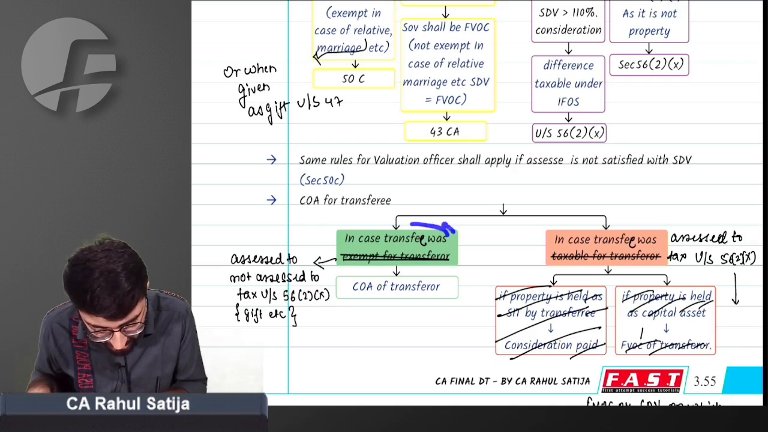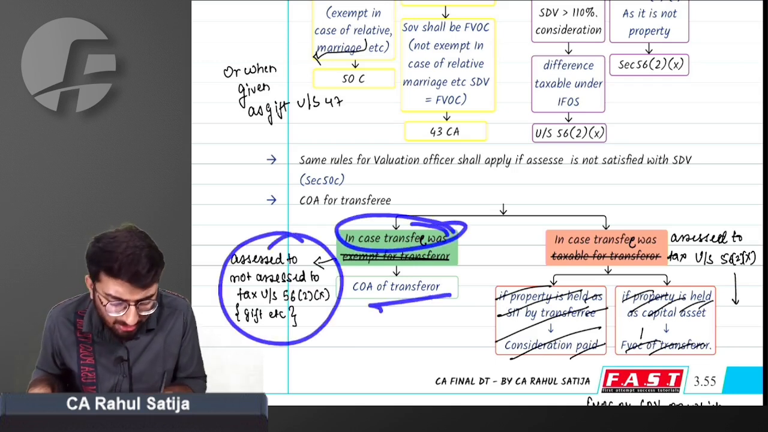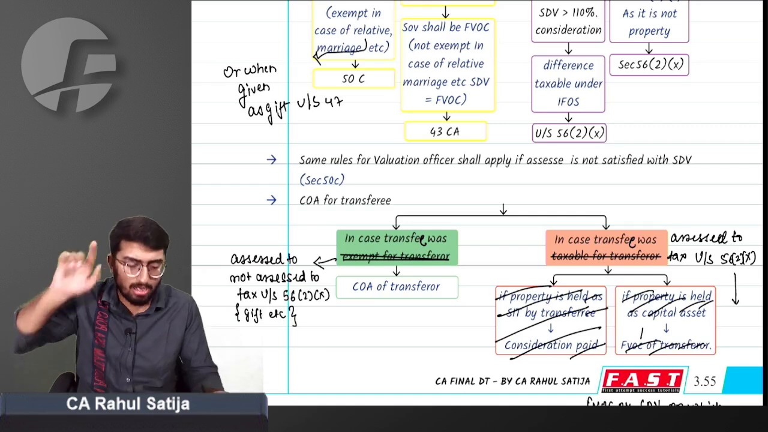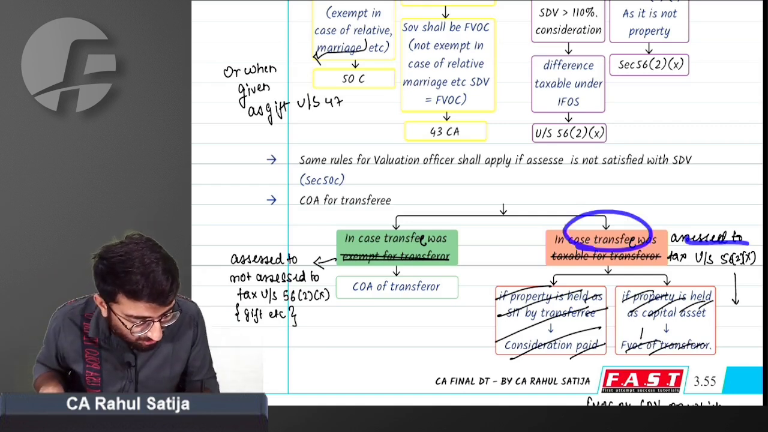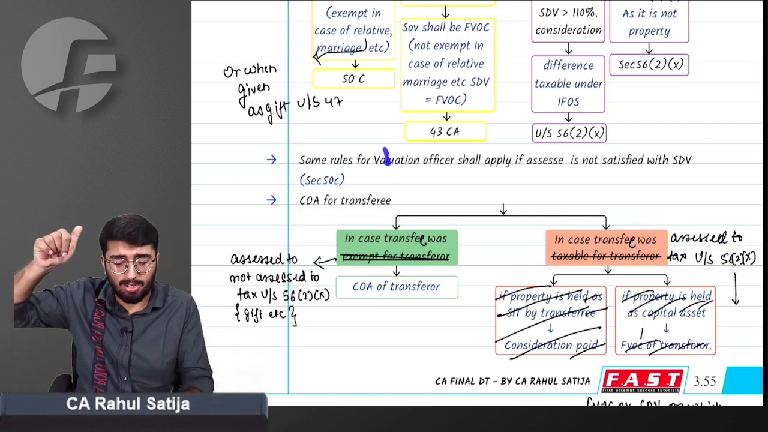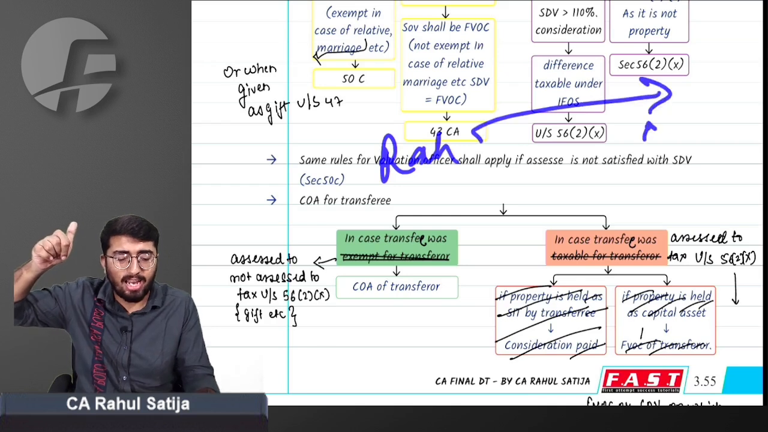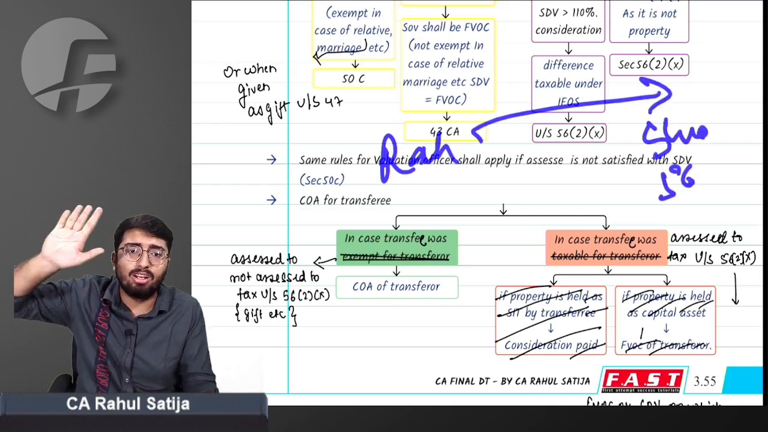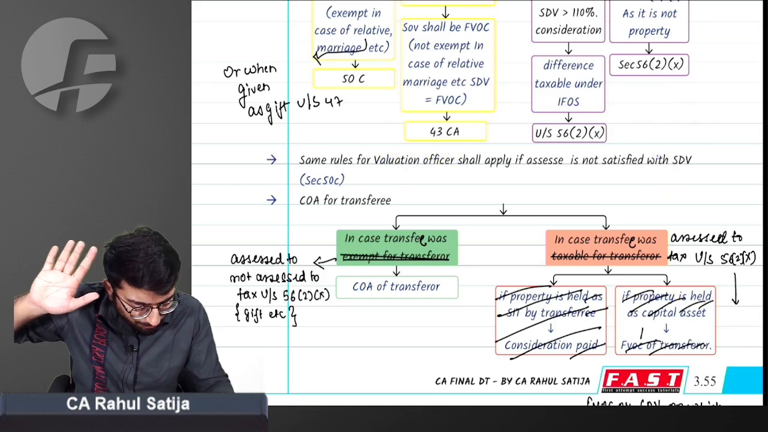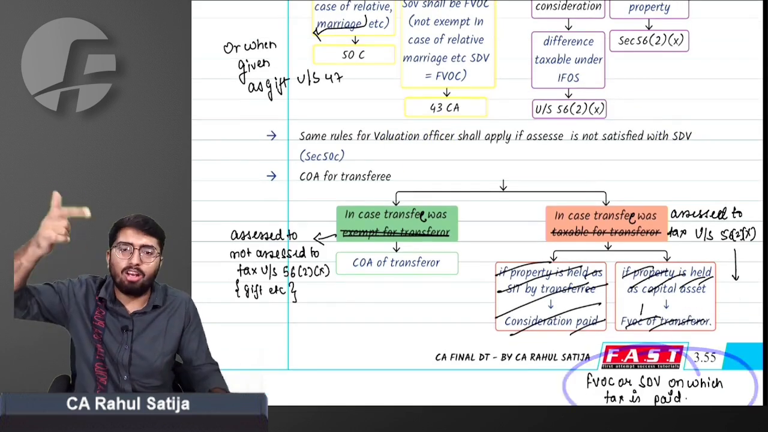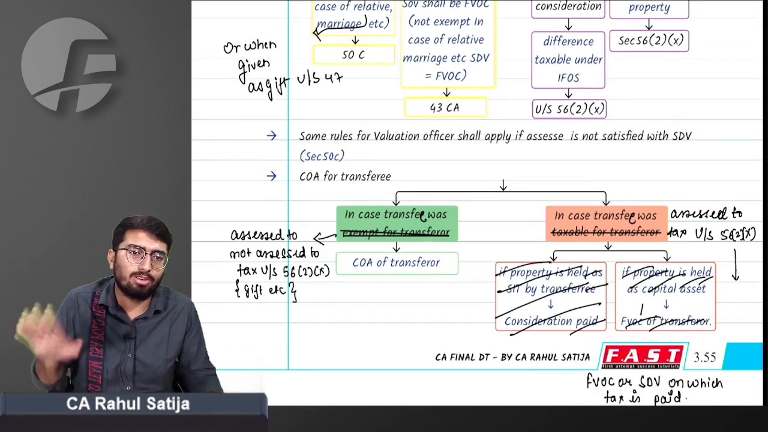In case the transfer was not assessed to tax, then it will be the cost of acquisition of the transferor. But in case the transfer was taxed, for example, Rahul gave to Shraddha and it was taxed in the hands of Shraddha under 56(2)(10), what will be the case? The case will be that the FMV or SDV on which tax has been paid by Shraddha will be the cost of acquisition.